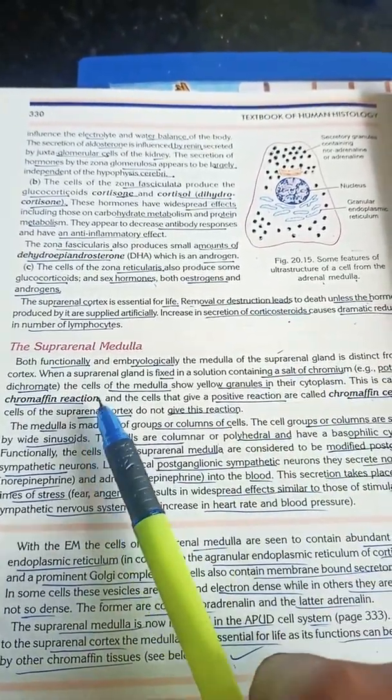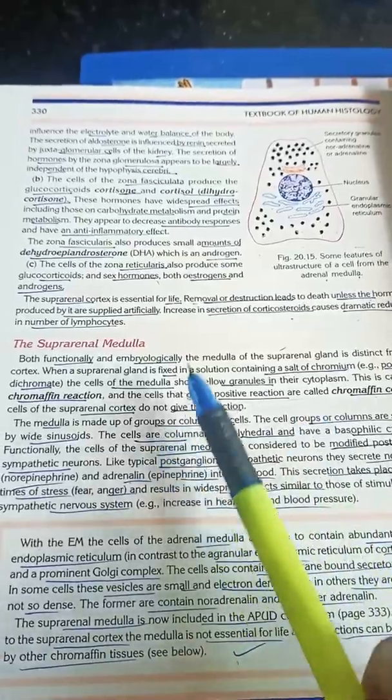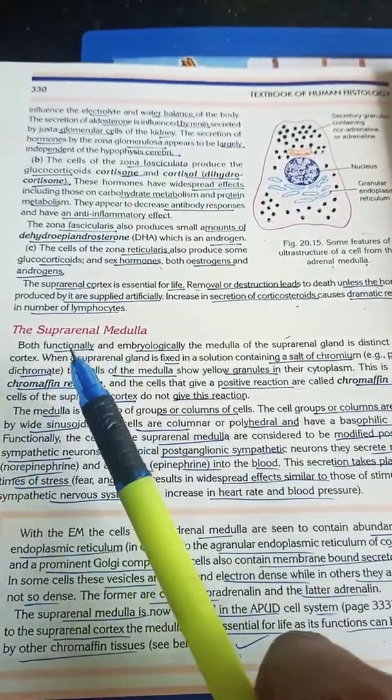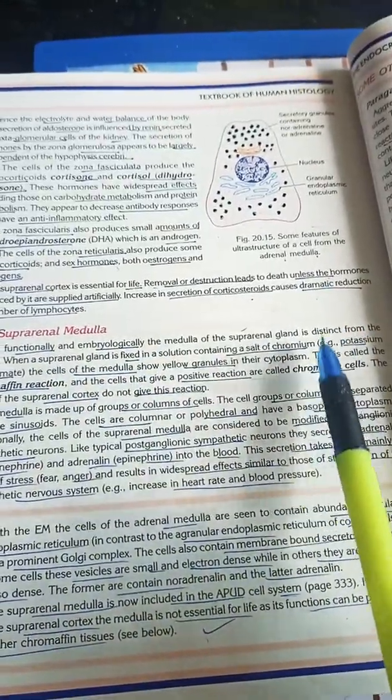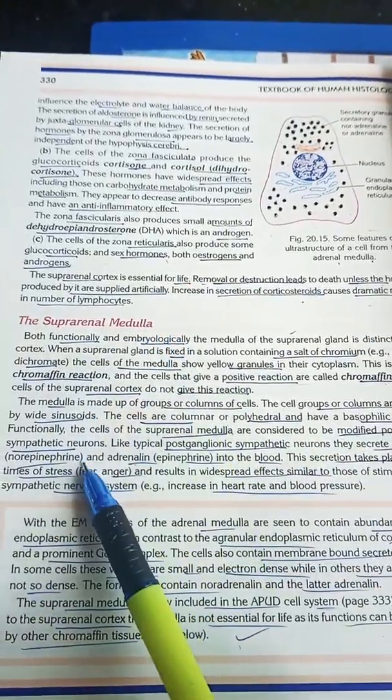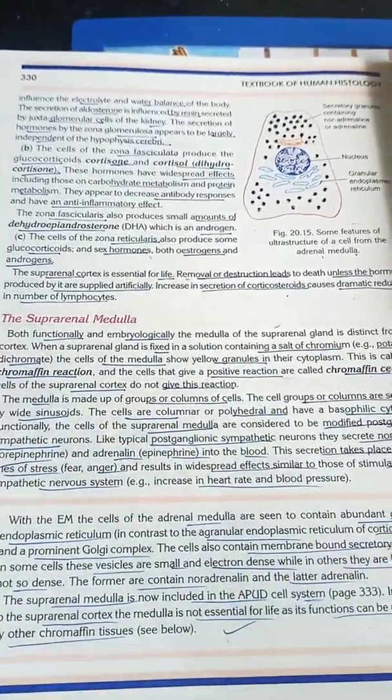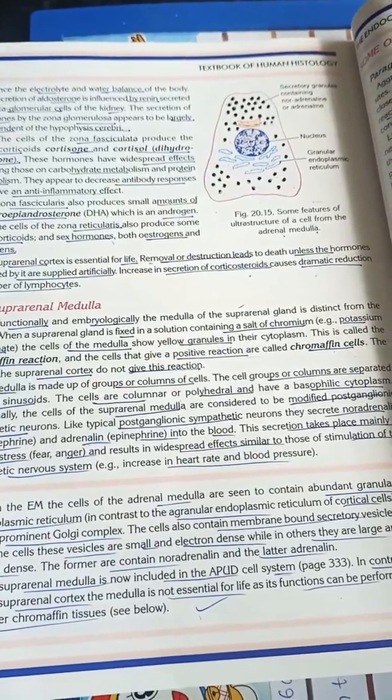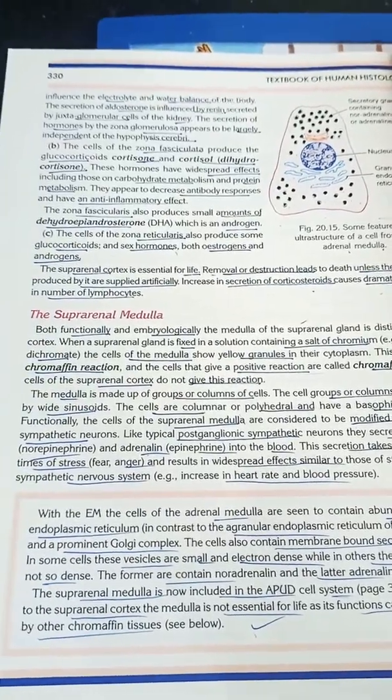The cells of the suprarenal cortex do not have this reaction and these granules. The chromaffin reaction and chromaffin cells belong only to the medulla. It is a special character. And the medulla is made up of groups of columns of cells, and the columns are separated by wide sinusoids.